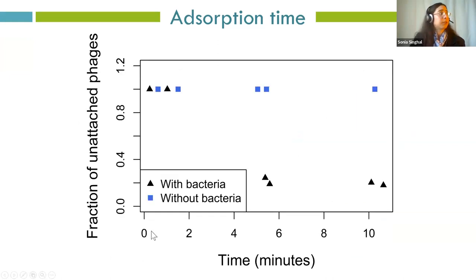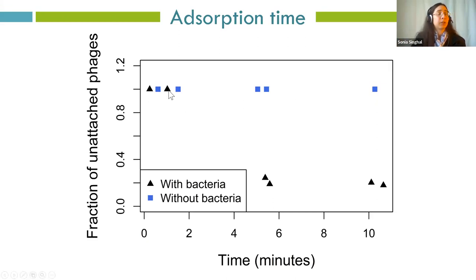So here again in this graph, I have the time of sampling on the x-axis, and the y-axis shows us, of the number of phages that we originally added to this culture, how many of them are left as free unattached phages in the solution at the time of sampling. The blue boxes represent our control sample, which was added into media. We do not see a change in the concentration of phages in these samples because there are no host cells. The phages are inert, they cannot grow.